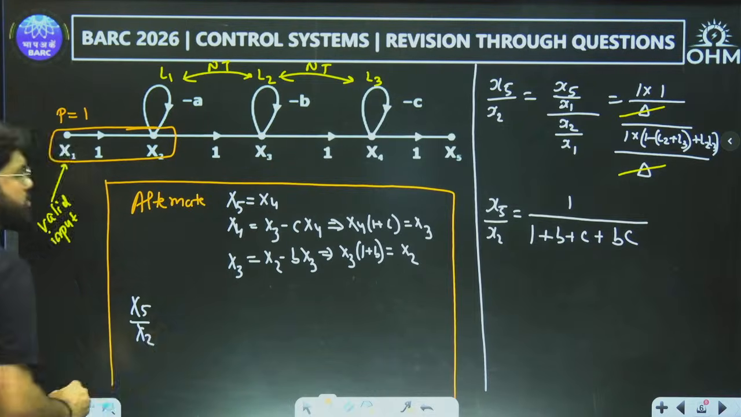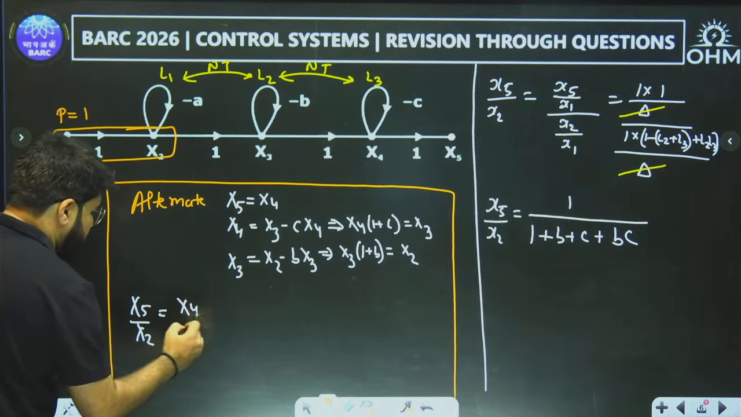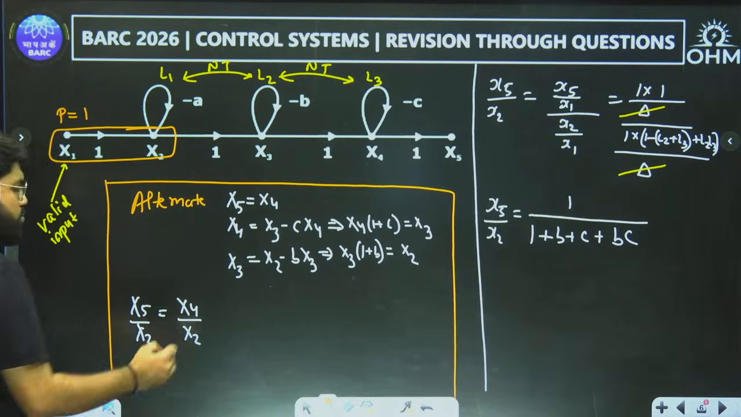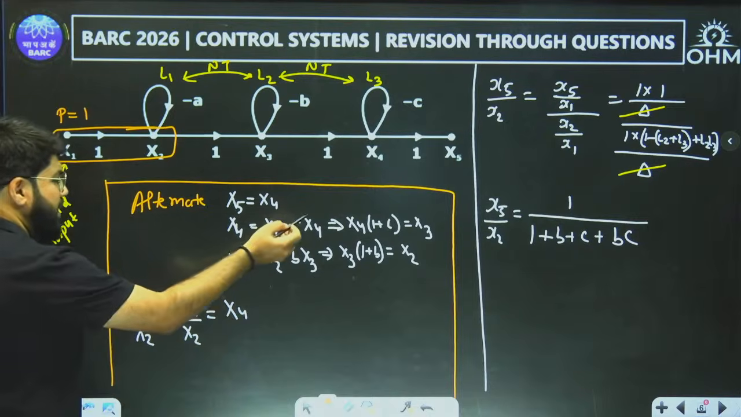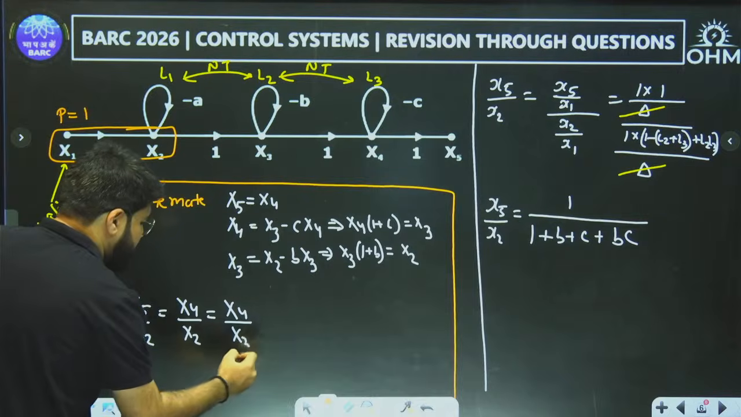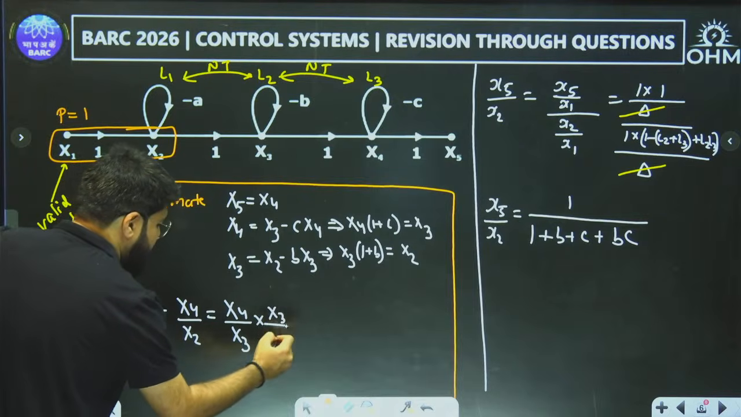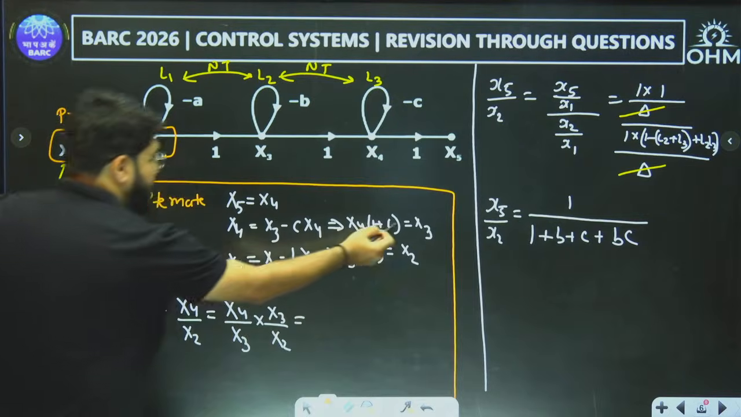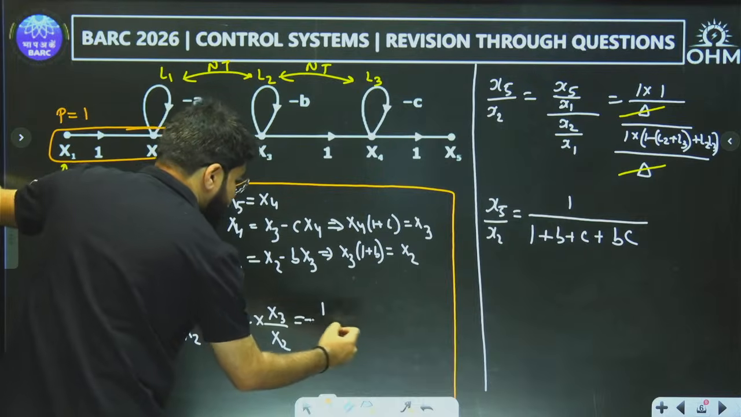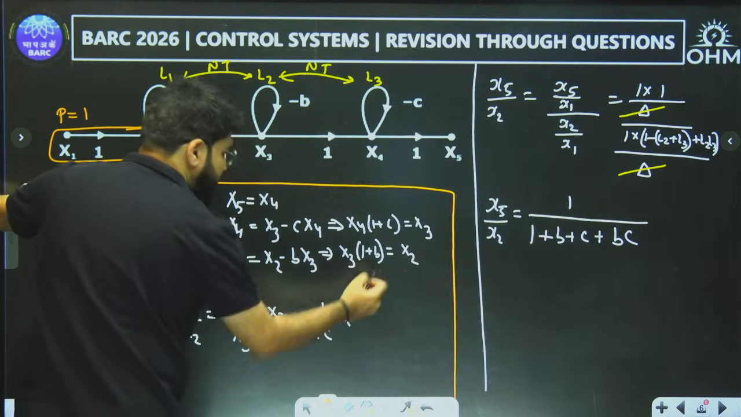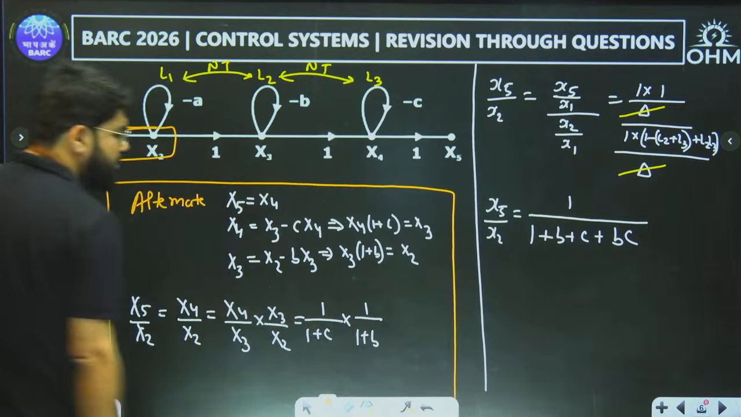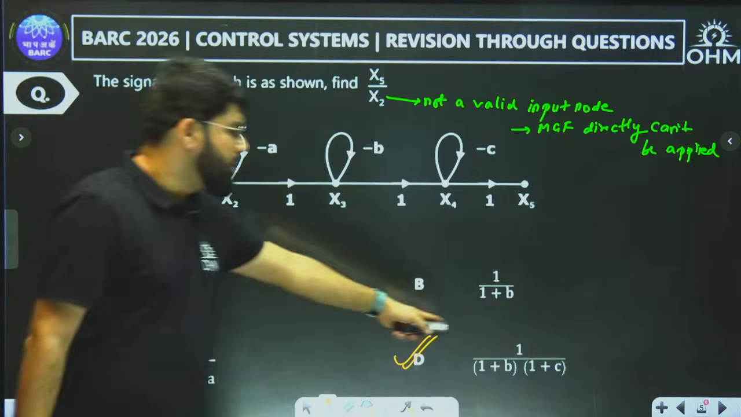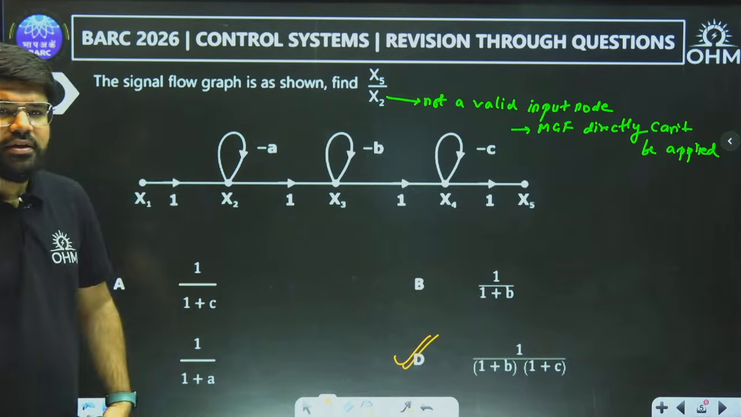x5 divided by x2. Number one, x5 equal to x4 only. So that is x4 divided by x2. x4 by x2 is how much? What is x4? It can be written as x4 by x3 into x3 by x2. What is x4 divided by x3? x4 divided by x3 is 1 upon 1 plus c, multiplied by x3 divided by x2, 1 upon 1 plus b. Same answer, na? 1 upon 1 plus b, 1 plus c. Same answer, D.